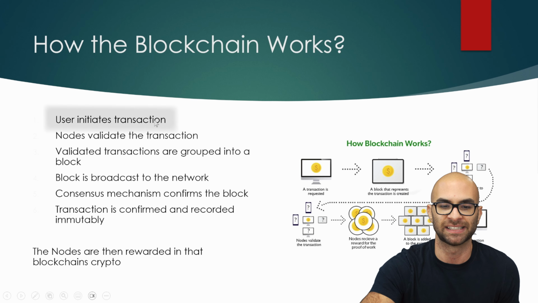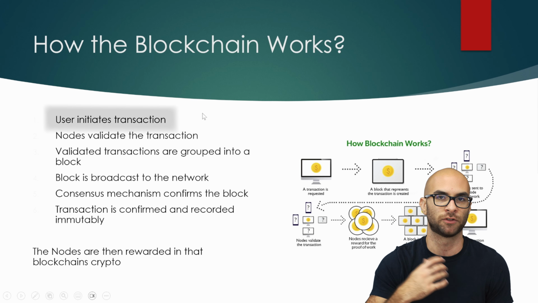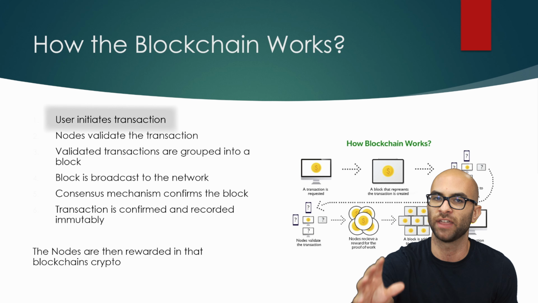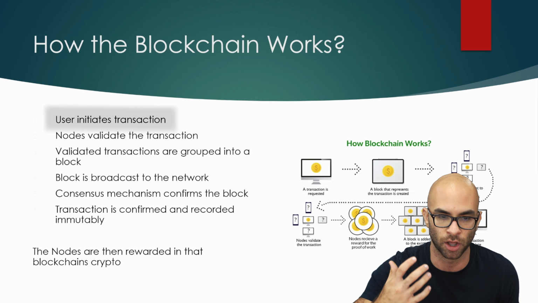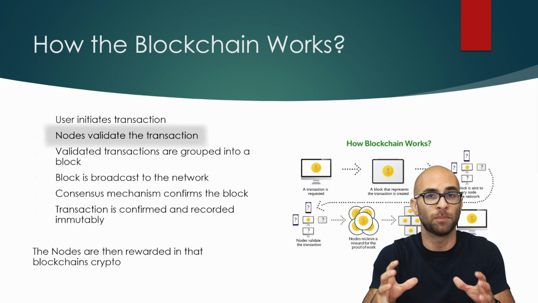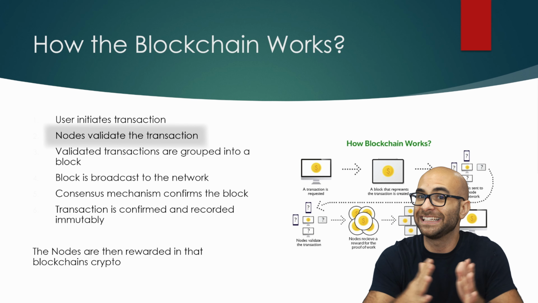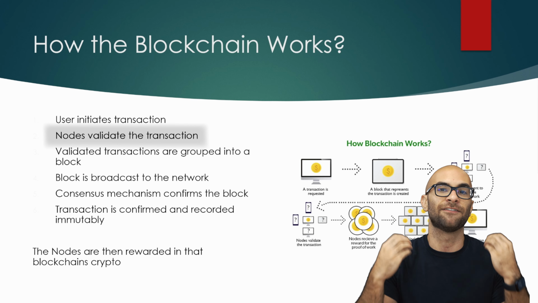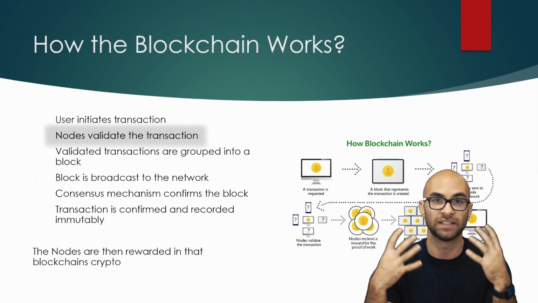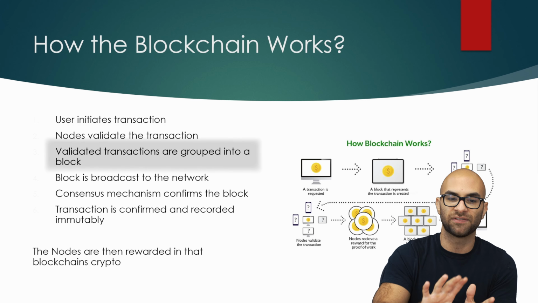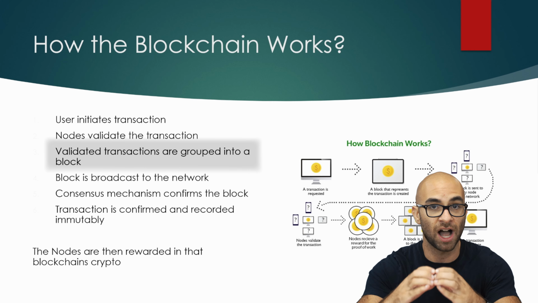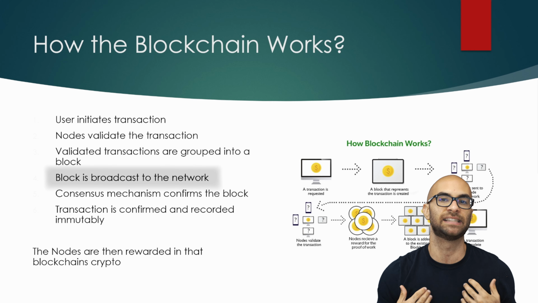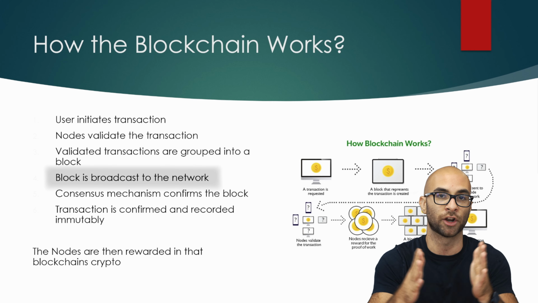The first thing that happens is a user initiates some sort of transaction. Hey, I want to send $1,000 worth of Bitcoin to this other user or to this other wallet. And what happens is you have people that can run nodes that help decentralize the network, and they validate that transaction through these different softwares. And once these validated transactions happen, they are grouped into a block of data. That block is then broadcasted to the broader network.